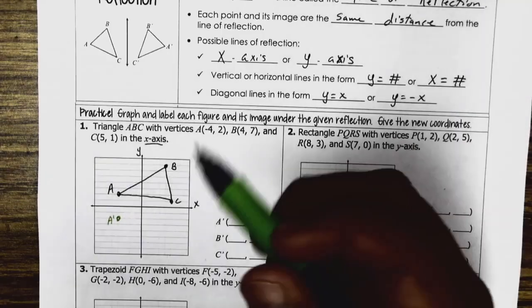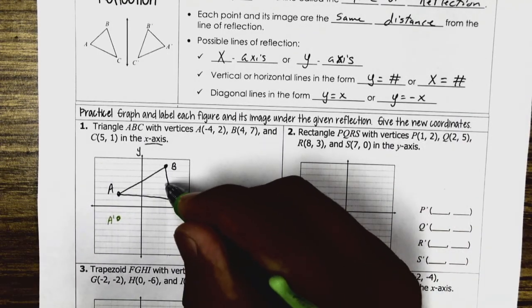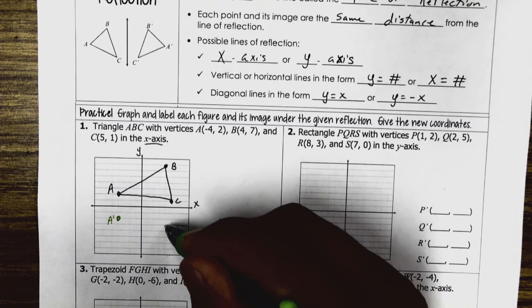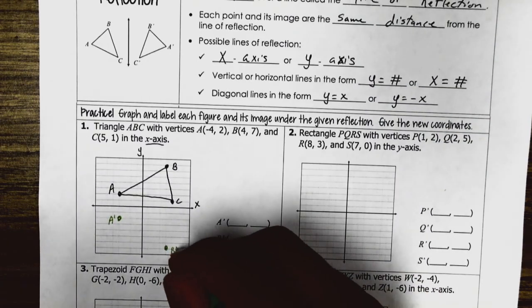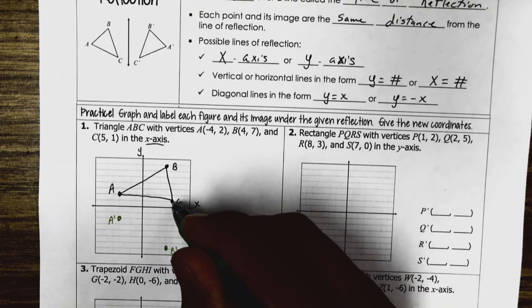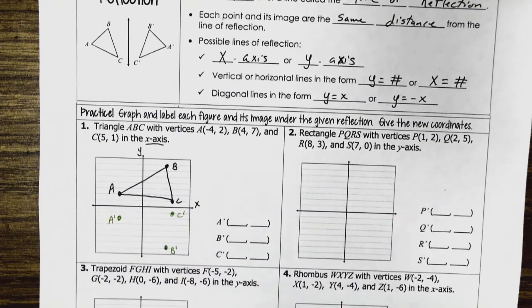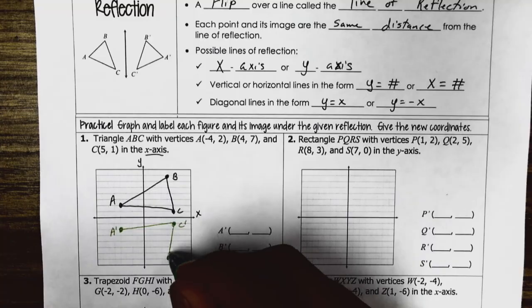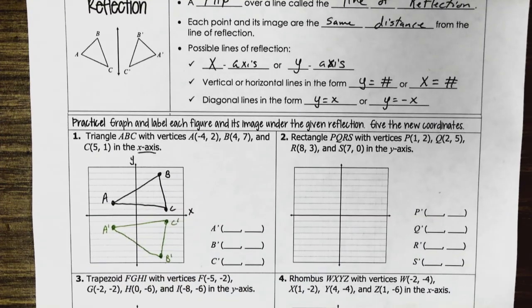B is 7 units away because its y-coordinate is 7. So if I count 1, 2, 3, 4, 5, 6, 7, then I have to count the other way, 1, 2, 3, 4, 5, 6, 7. So right here is going to be B prime. And then C is only 1 unit away because the y-coordinate is 1. So this is C prime. Then if I connect the dots, we'll be able to see the actual flip of our new image. Of course, we want to get those coordinates.